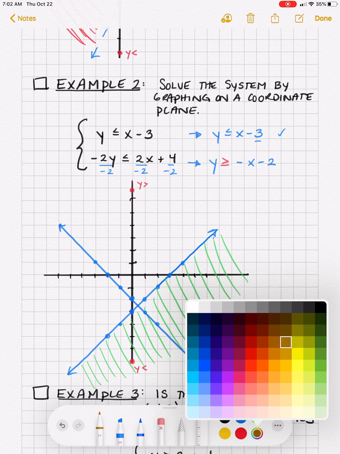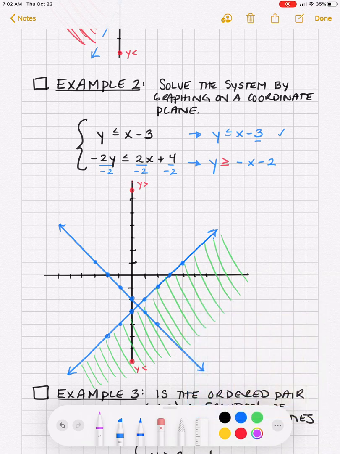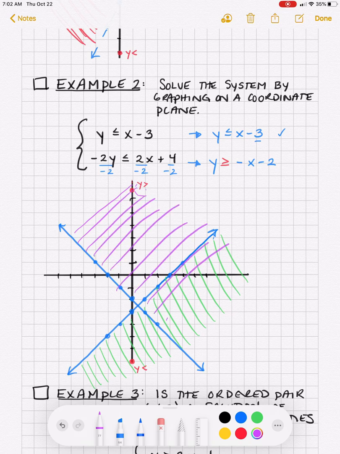All right, so what I'm going to look to do this time is shade greater than or equal to this boundary line. And greater than or equal to is going to be above the line, so I'm shading in the up direction, okay? So what we can see is where the two colors are overlapping.